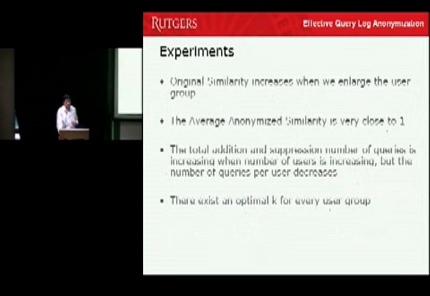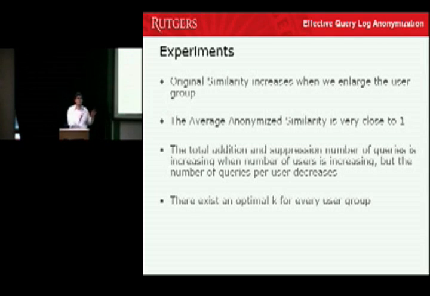So general conclusions that we had, overall, the original similarity actually increases when we enlarge the user group. But no matter what, the final anonymized similarity is very close to 1. So it performs quite well over there. And as I said, while the absolute number of queries added and suppressed increases, the total number per user decreases as the number of users increases.